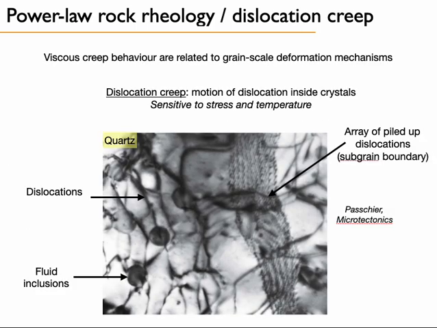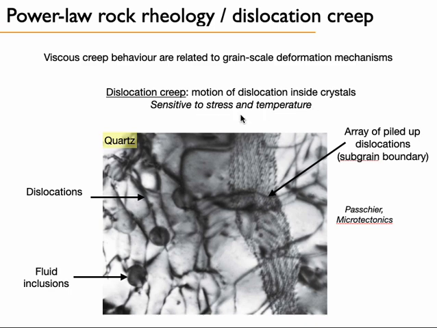So, since we discussed viscous creep of rocks, you may have heard about dislocation creep. Dislocation creep is one deformation mechanism which effectively causes a power law behavior. It's related to the motion of dislocations inside crystals. It is sensitive to stress, hence the power law effect, and also temperature.